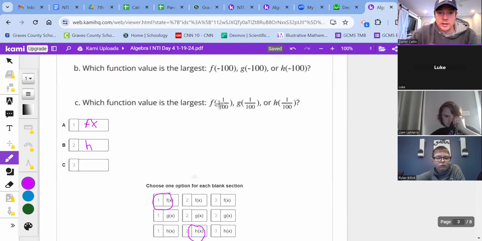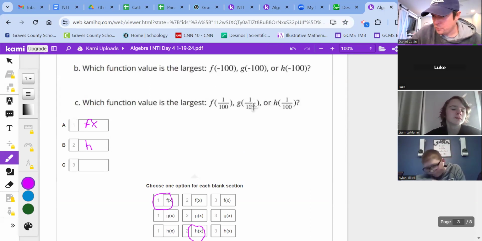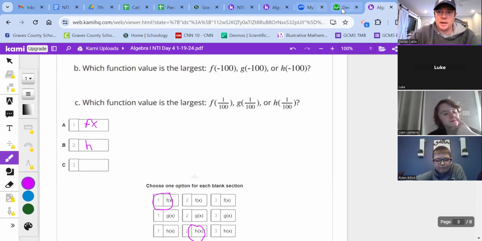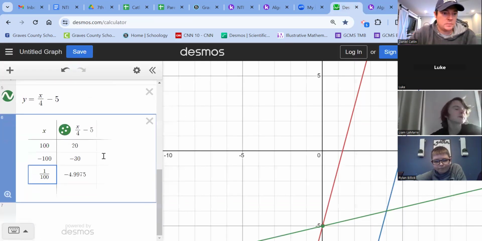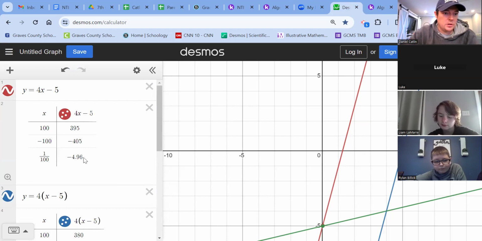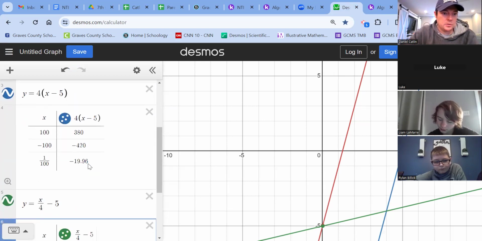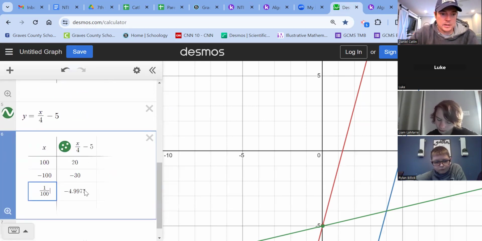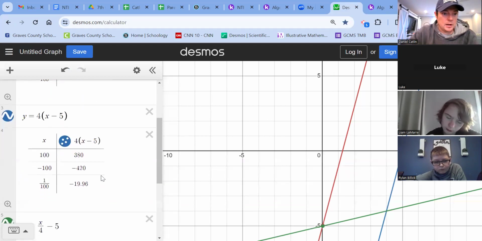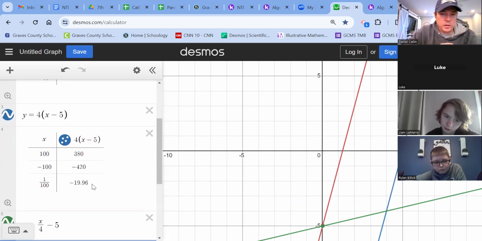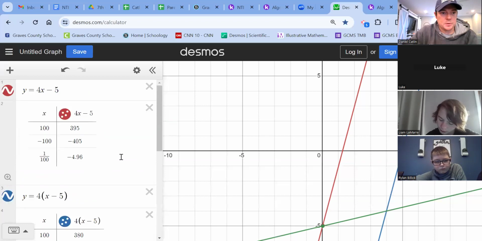The last one was a little tricky because you had to put in a fraction. I guess if you put in the decimal, it'd be 0.01, 100th, right? So you could have done that. I think I typed in the actual fraction when I did it. So 100th plugged in gives me that. This is the smallest, right? Negative 20-ish or so. This was the toughest one.